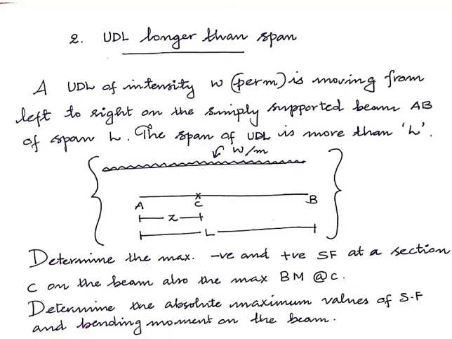And also we have to determine the absolute maximum values of shear force and bending moment anywhere on the beam, which means the ultimate values of shear force and bending moment on the beam when the UDL is moving over the beam. So we have to first of all know at what position of UDL the maximum negative and positive shear force at a section C occurs, and at what position of UDL the maximum bending moment at C occurs.